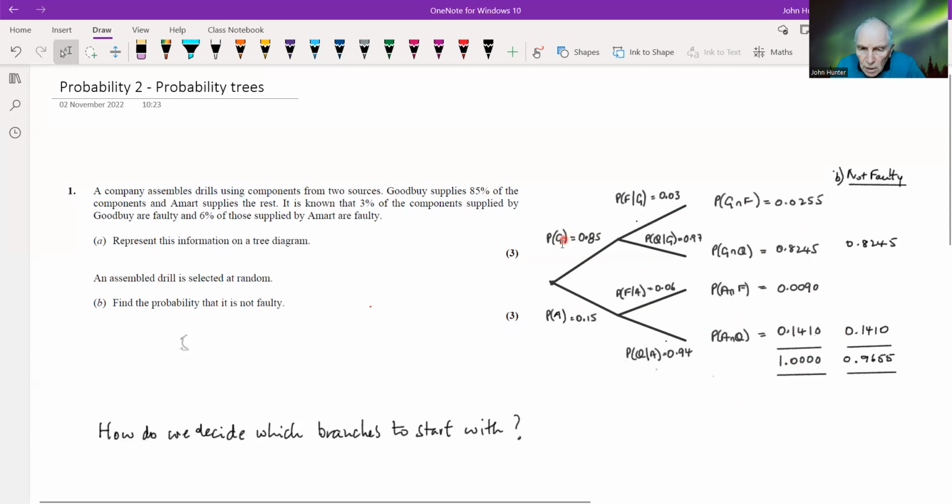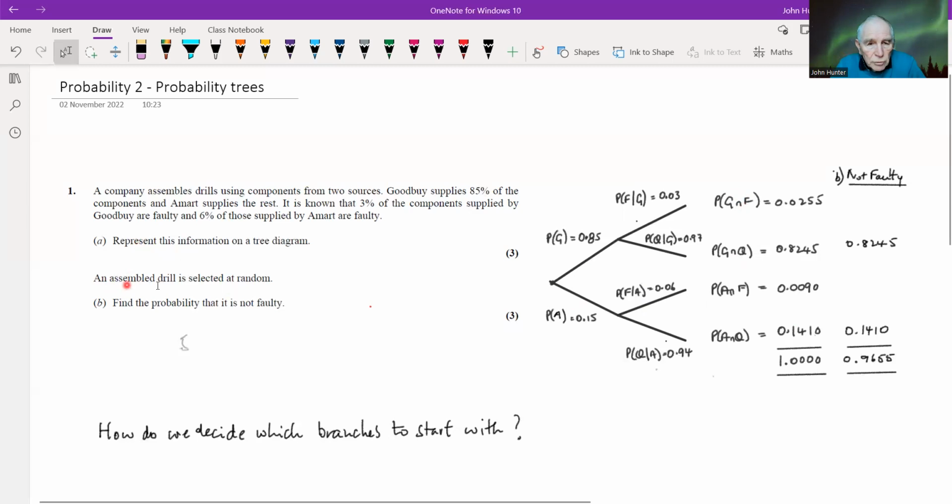Just to point this out, the probability of G times the probability of F given G is equal to the probability of G intersection F. Now that gives us a little formula which we're going to use later. All right, so just hold that thought.